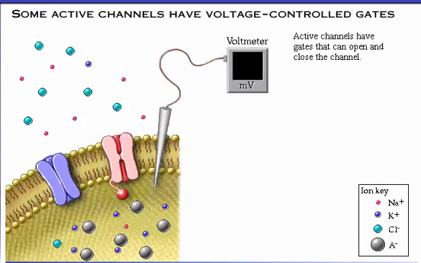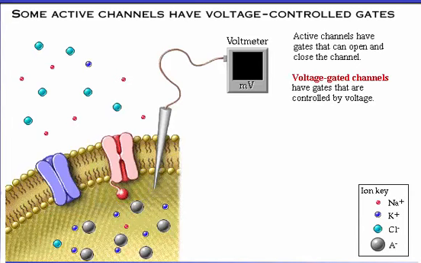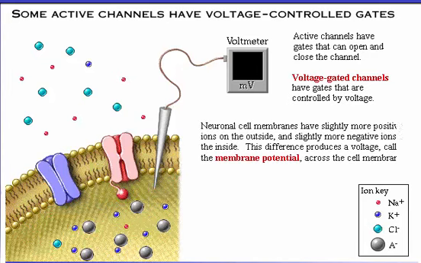Active channels have gates that can open and close the channel. Some active channels, called voltage-gated channels, have gates that are controlled by voltage. Recall that cells have slightly more positive ions on the outside of their membranes and slightly more negative ions on the inside. This difference produces a voltage, called the membrane potential, across the cell membrane.